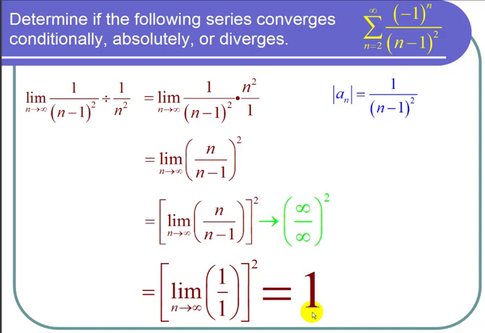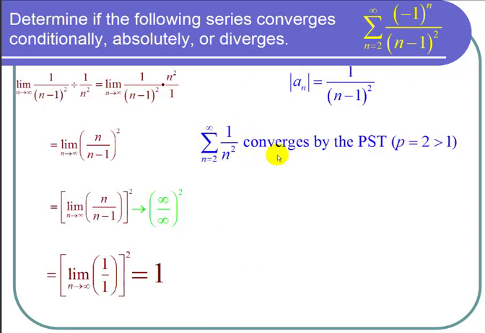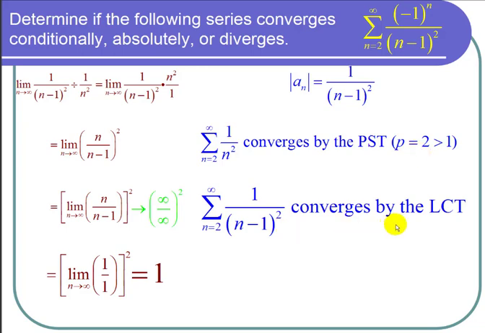So the limit comparison test tells us that the series, the summation of 1 over (n minus 1) squared, does the same thing in terms of convergence or divergence as the series 1 over n squared. And the series, the summation of 1 over n squared, converges, as we mentioned before, by the p-series test. P is 2. So the limit comparison test tells us that the series summation n equals 2 to infinity of 1 over (n minus 1) squared, that was the absolute value terms, also converges.